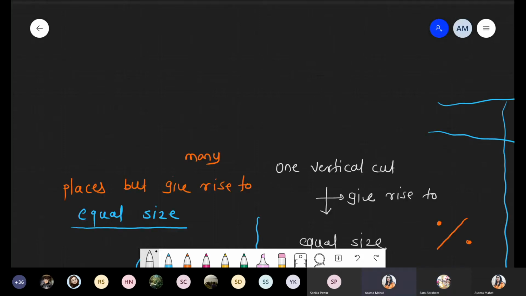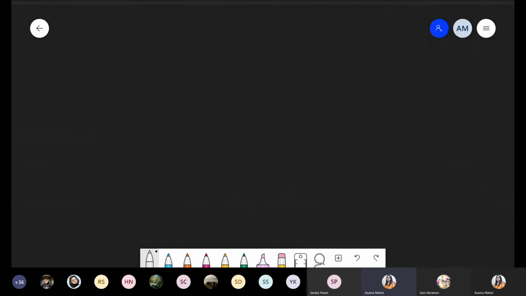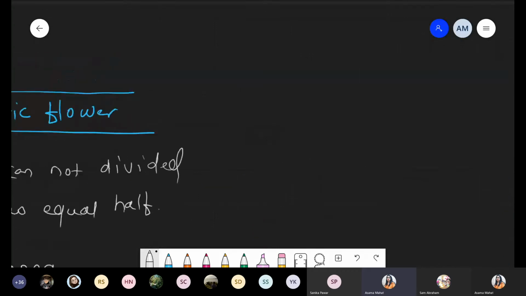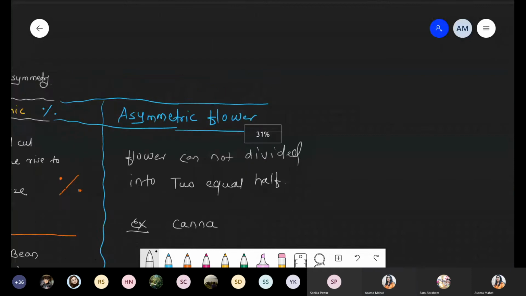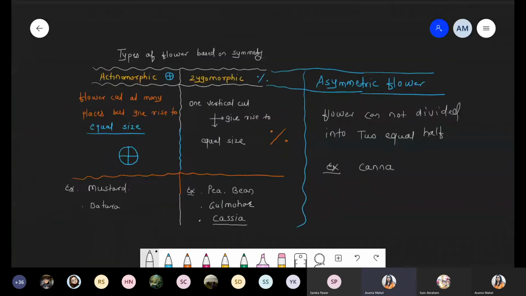I'll just try, Baba, because I'll just erase this part. Just wait. Just check what you want to write down. Just check. Done?